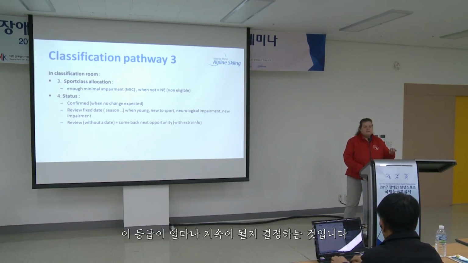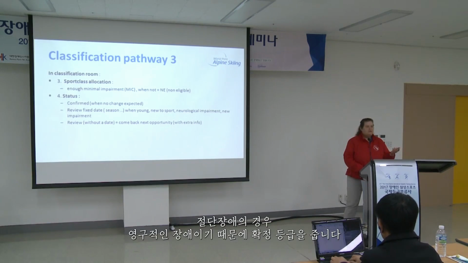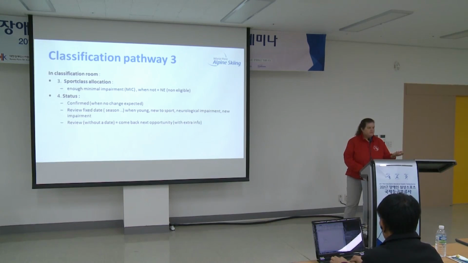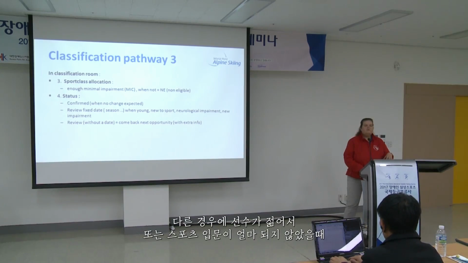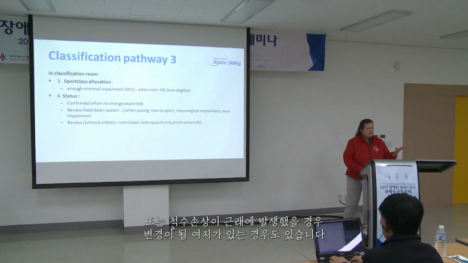The status is how permanent this class will be. Say when someone has an amputation, it's permanent, and then we give confirmed sport class. We don't expect that it will change. Or when you think it might be changing because he's a young athlete, an athlete new to the sport, his spinal cord injury was 1 year ago, so there might be change.